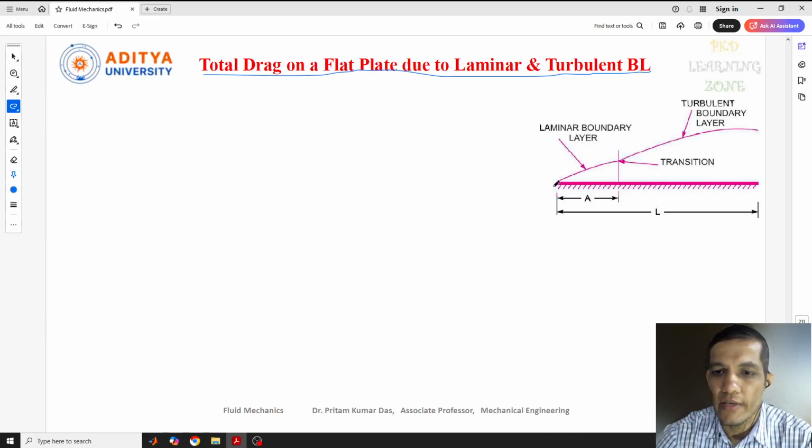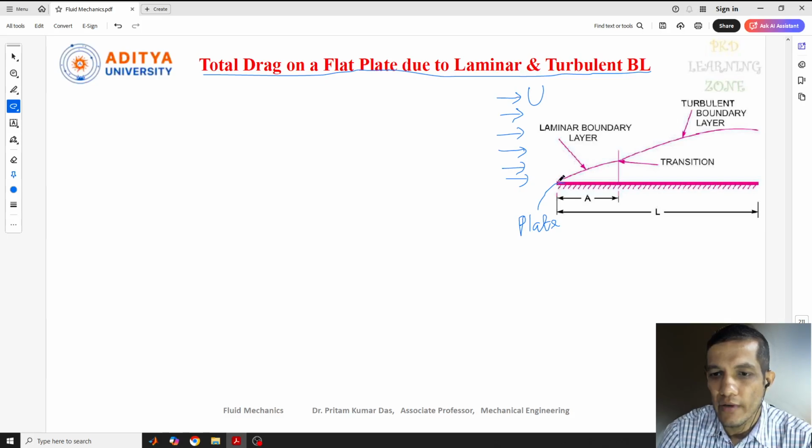That's why I have written here the total drag force on a flat plate due to laminar and turbulent boundary layer. So here, if you see, this is the plate that we have considered, and the fluid is flowing with a uniform velocity, capital U, over the plate.